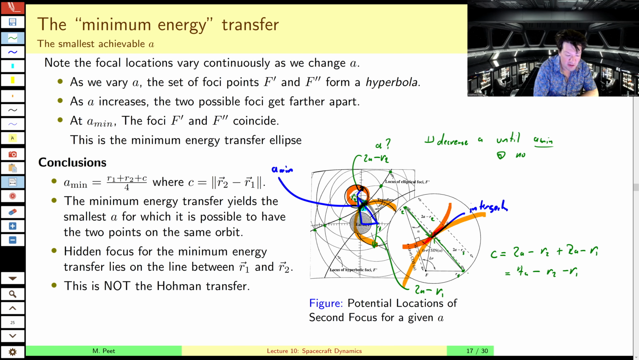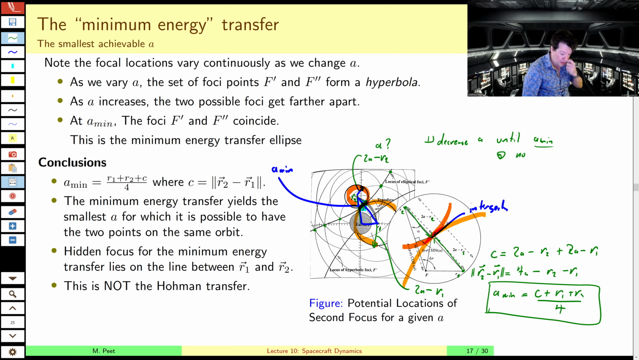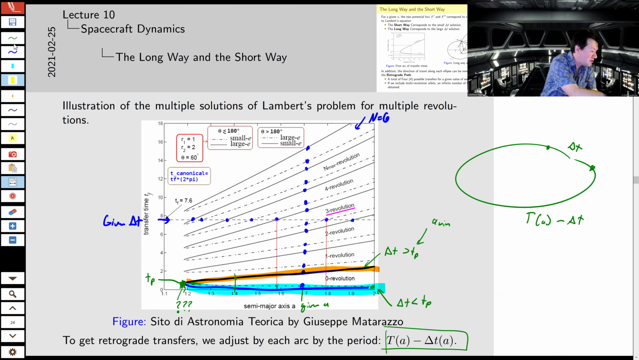And so we can actually calculate this chord length, right? It's that norm, R2 minus R1. It doesn't matter what the sign is actually. And so we can figure out what the minimum a is here. It's just this chord plus R1 plus R2 divided by 4. Right? So the minimum a, below which there is no solution at all, is given right here. And that corresponds on this plot to here, a min, beyond which there's no solution at all.